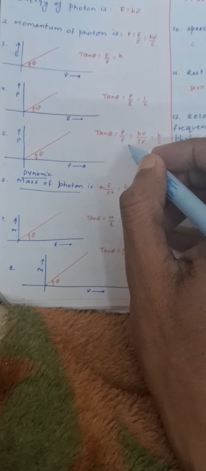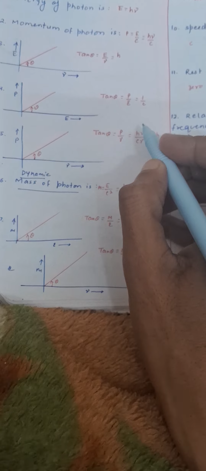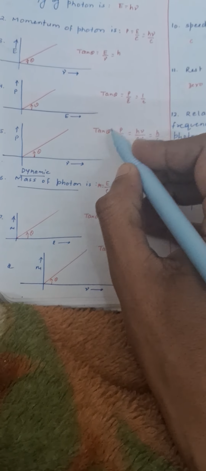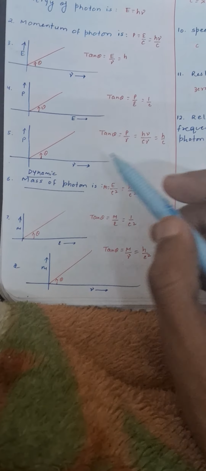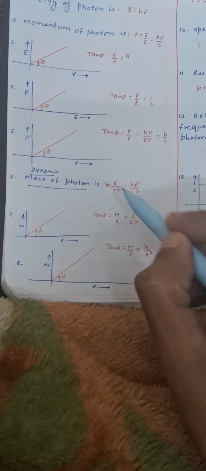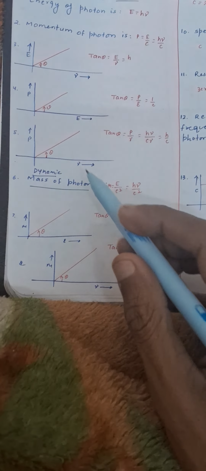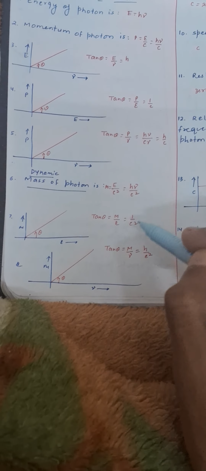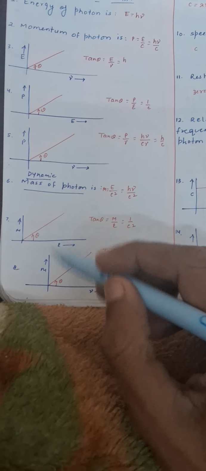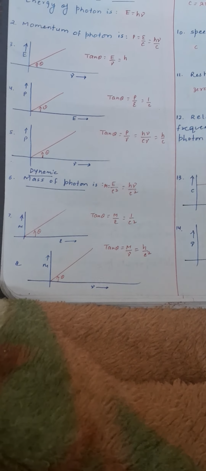Next is the P versus frequency graph. P is equal to E by C, which is h nu by C. So tan theta will be h by C and the graph will be a straight line. Next question is dynamic mass of photon. Dynamic mass is E by C square, which is h nu by C square. Next is the M versus E graph. That will be a straight line and tan theta will be 1 by C square. Next is the M versus nu graph, where tan theta is equal to M by nu, which is h by C square.